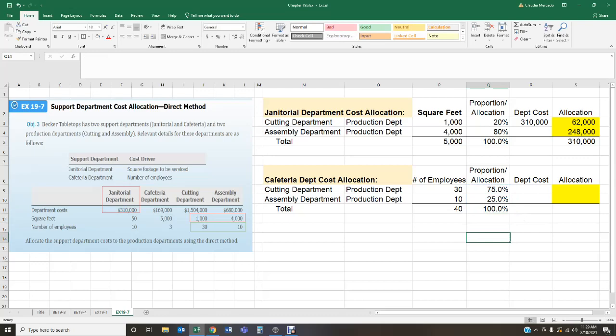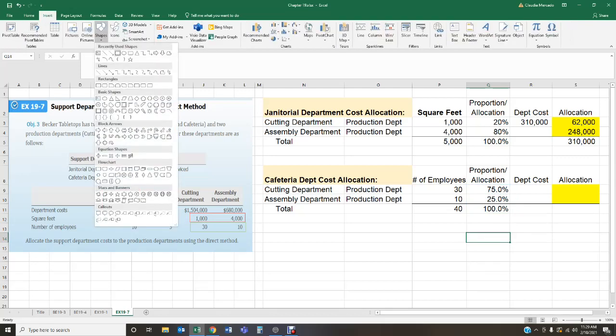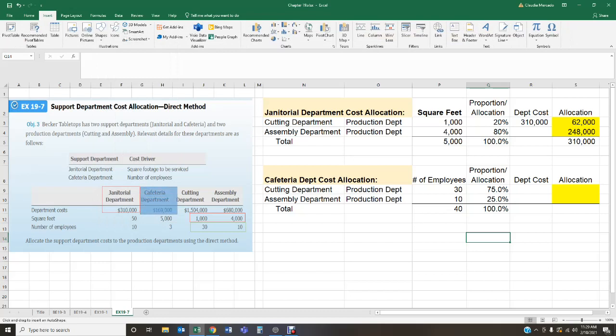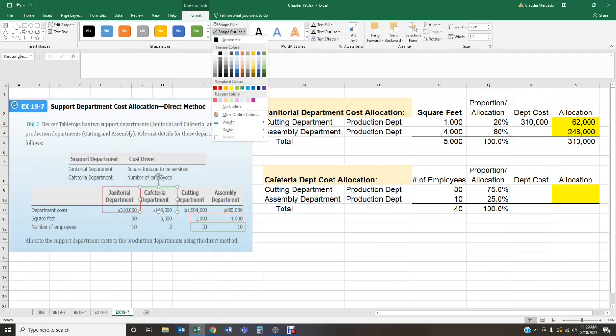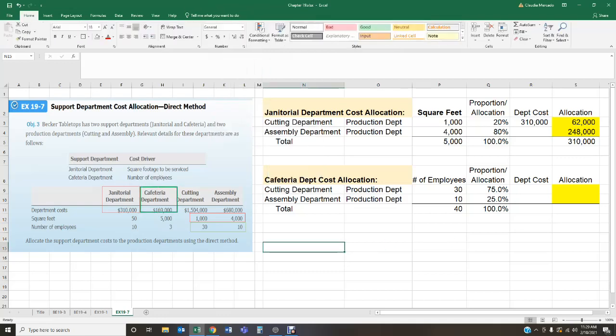Now, what am I distributing? In this particular case, we are distributing the cafeteria department cost. My cafeteria department costs are $169,000. That is what I have to split into my two departments, and that is being split based on the number of employees, which we've already calculated here. Now, to calculate your allocation, you're going to get your department cost, which is $169,000, times the allocation percentage, which is 75%.